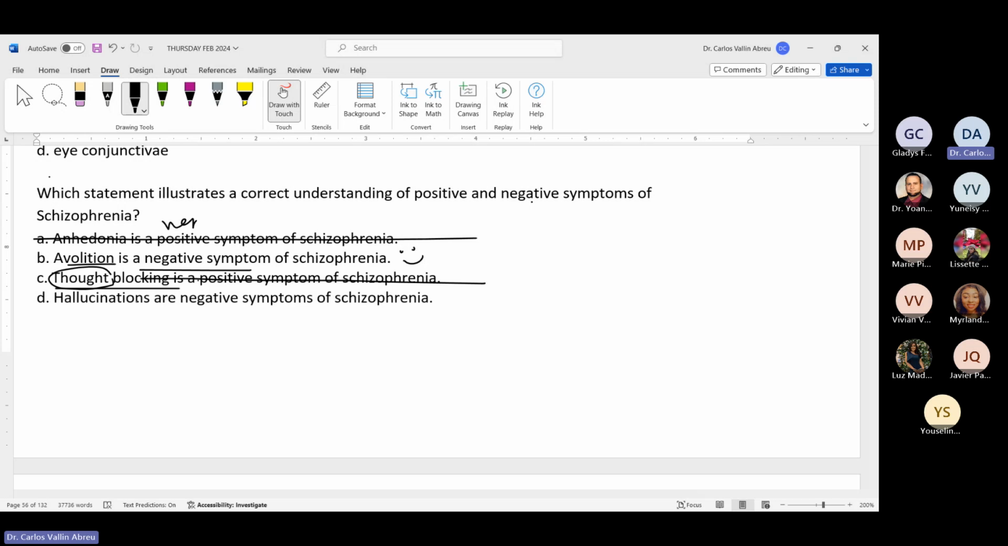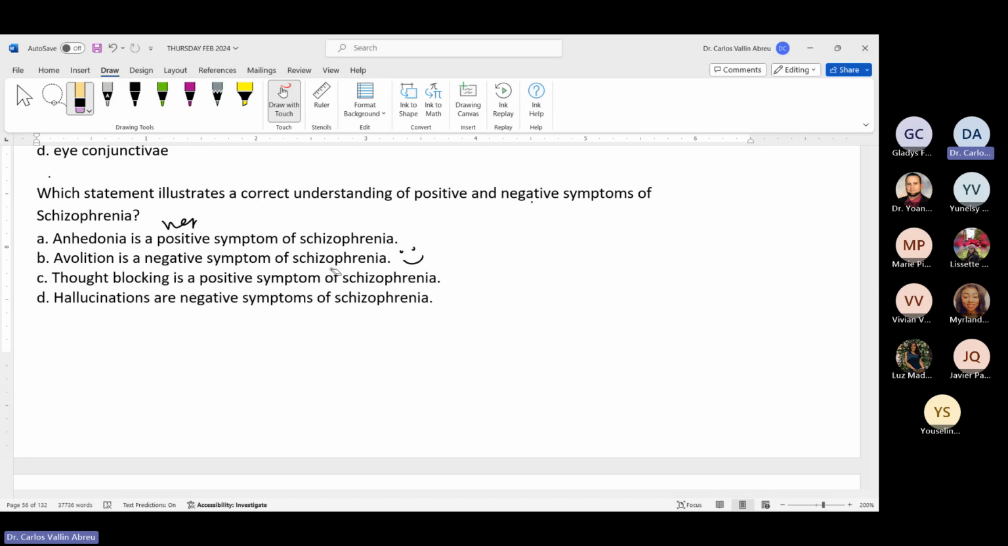And hallucination, you gain something you didn't have before. So you start seeing or hearing things that were not present before the disease, because they are things that don't exist. So it's described here as a negative symptom when the hallucination is a positive symptom. So the best answer is B.